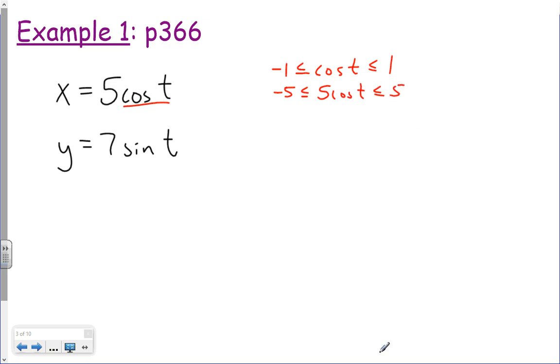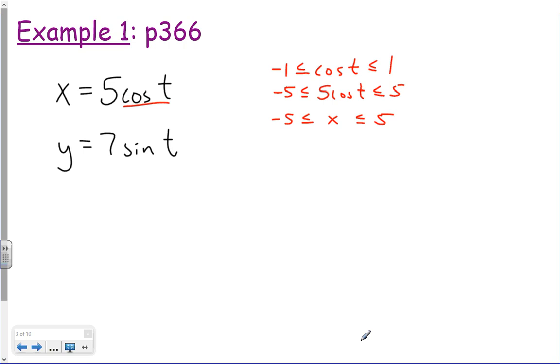And 5 cosine of t, that's x. So I know then that x must be between -5 and 5. Right there I figured out the range of this thing. I really don't know what the sketch might look like, but I do know that the domain is from -5 to 5. It's never going to give me an x value of 10 or 100 or -10, whatever. It's always going to be between -5 and +5.